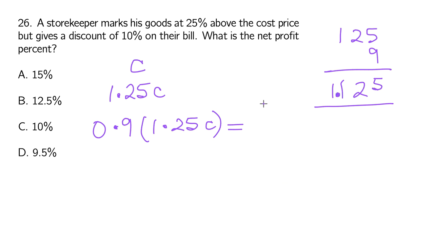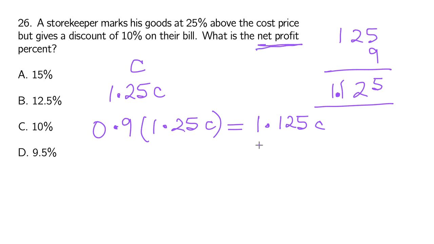How do we know where to put it? Well, we have 1, 2, 3, three numbers after the decimal point. So 1, 2, 3, that's the right place to put it. So this gives us 1.125C. Now the question is, what is the net profit percent?